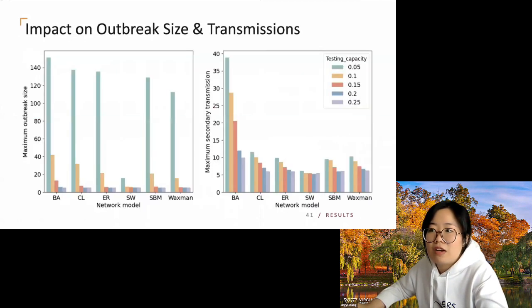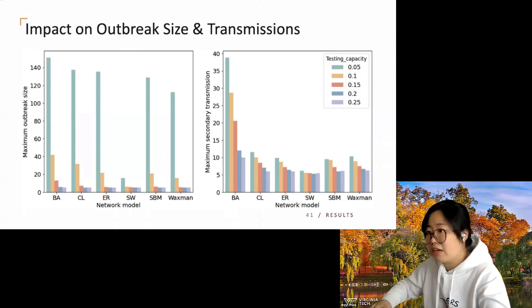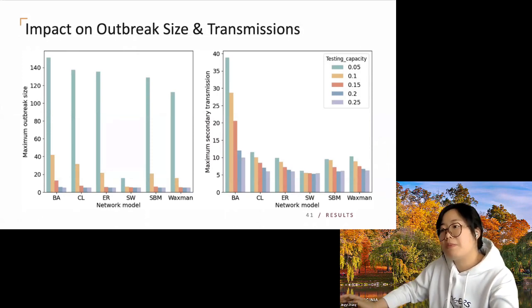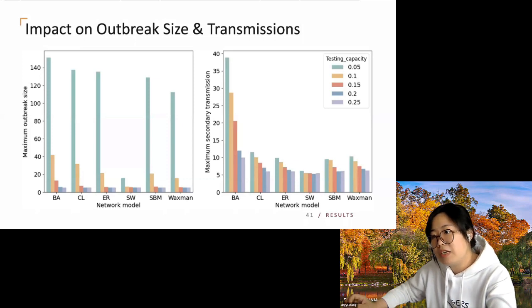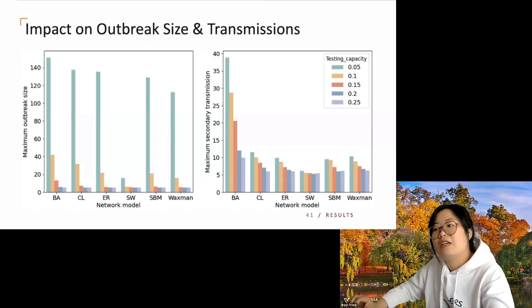So here are the results of AGT on 6 synthetic networks at different testing capacities. We have 2 key performance indicators plotted on the y-axis. On the left, we have the maximum outbreak size, and on the right, we have the maximum number of secondary transmissions. So in general, the greater the testing capacity, the smaller the outbreak size, and the fewer the number of secondary transmissions. And also the greater the number of susceptible individuals that will be protected from infection.